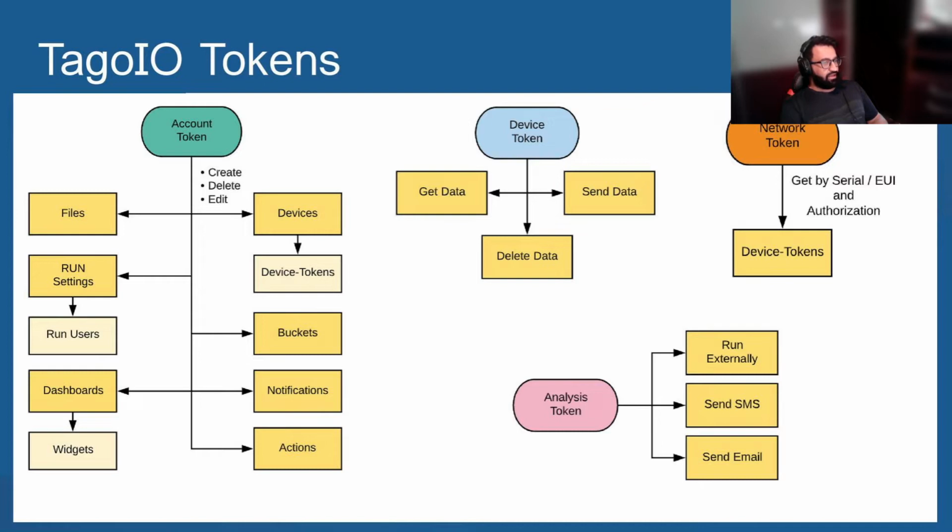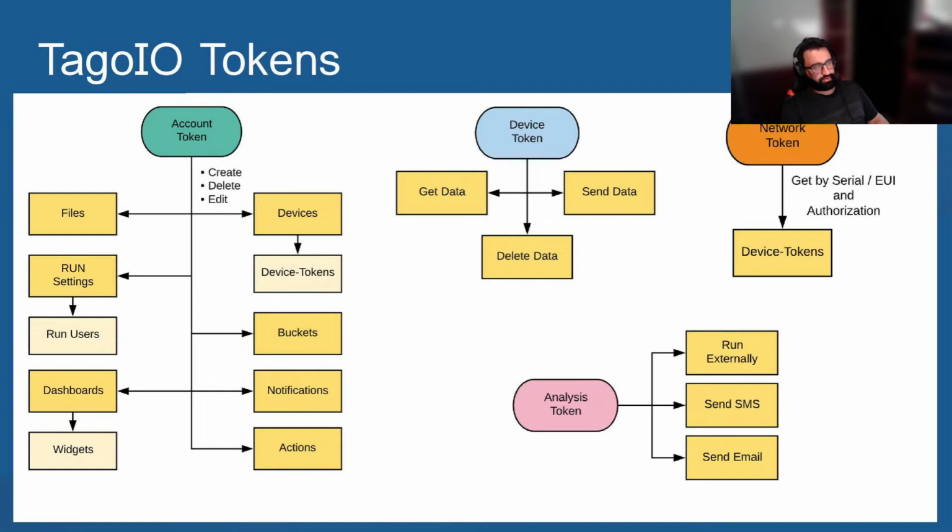The next token I can talk about is the analysis token. This is much less used, I believe. You will only be using the analysis token when you want to send SMS or email through the analysis, or when you want to run the analysis in an external way, which is by running the analysis directly from your machine.